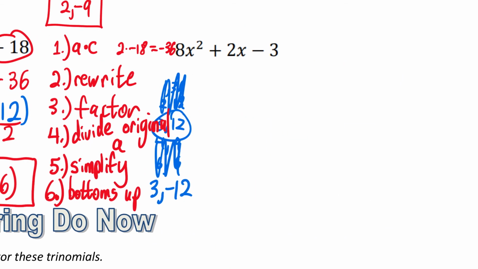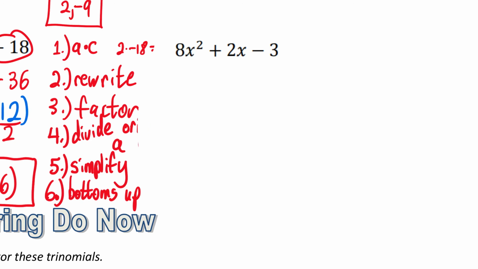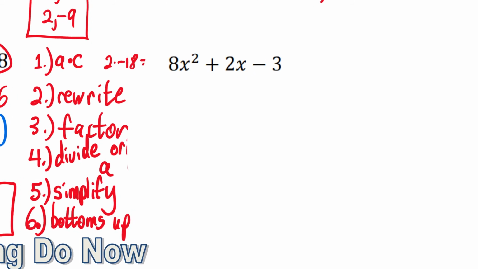All right, next one. Let me erase some of this out here. Okay, is there anything that's common in these that I could factor out? No. Nope. There's that 2 and that 3. I mean, there's just nothing I can pull out. So I'm just going to go into what I did here. So what's the first thing I'm going to do? 8 times negative 3. And I'm going to rewrite this.